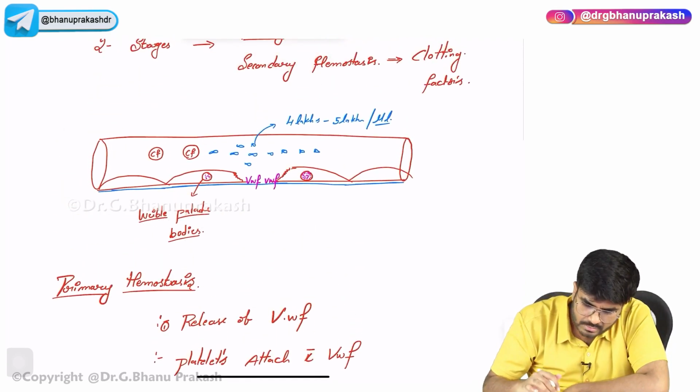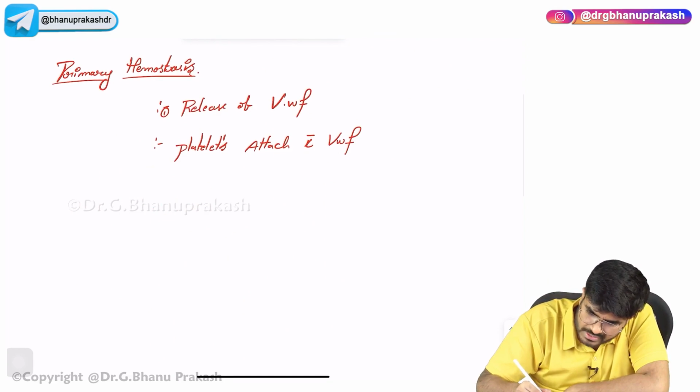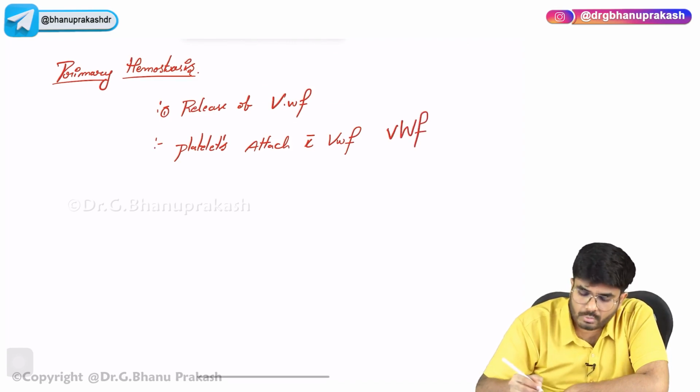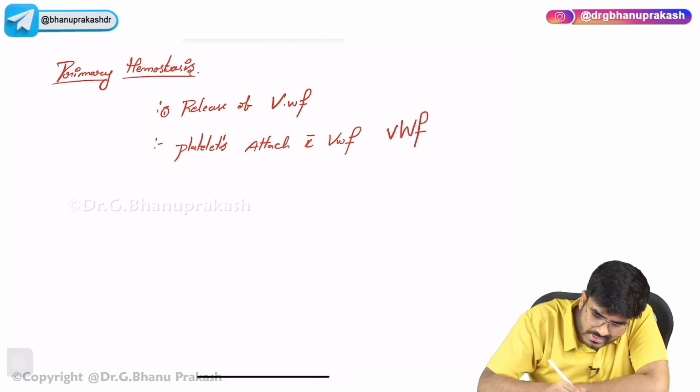Whenever they see the von Willebrand's factor, the platelets will come and bind with the von Willebrand factor. So I will just show it here. See, imagine this is the von Willebrand's factor. Here I am showing you von Willebrand's factor. To this von Willebrand's factor, who is coming and binding?